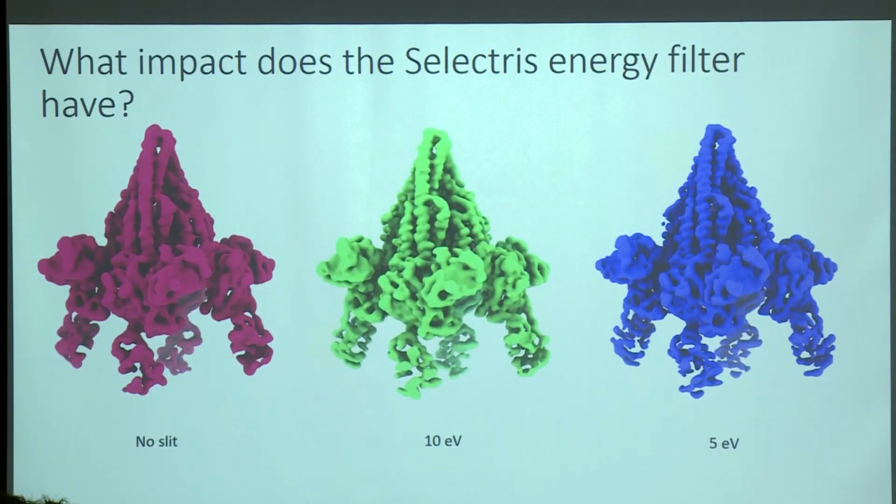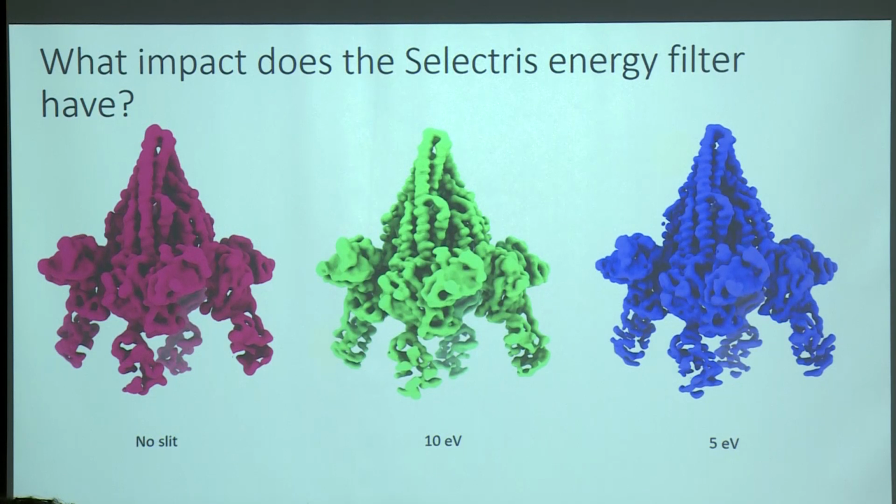The next question for us was, what impact does the Selectris energy filter also have? Misha is going to present some tomography data in the next talk, and for electron tomography, an energy filter gives you a real advantage because we're tilting our specimen and have thicker specimens, and it helps us collect data with better signal to noise. But for single particle cryo-electron microscopy, the case has always been a little more nuanced as to whether the energy filter provides any benefit or not.